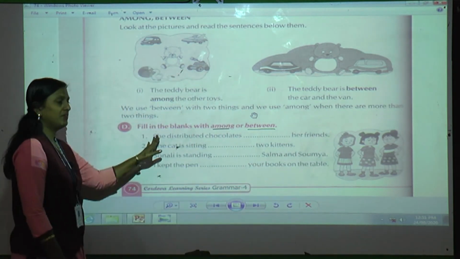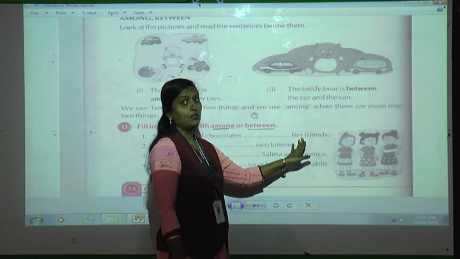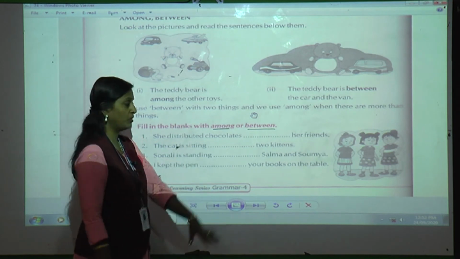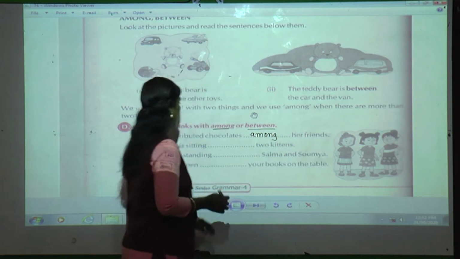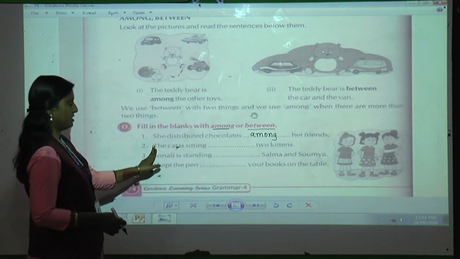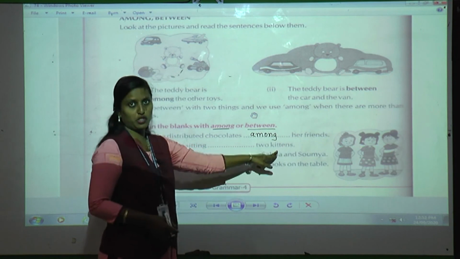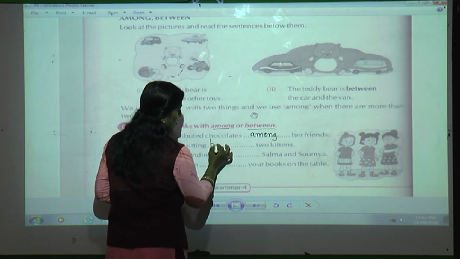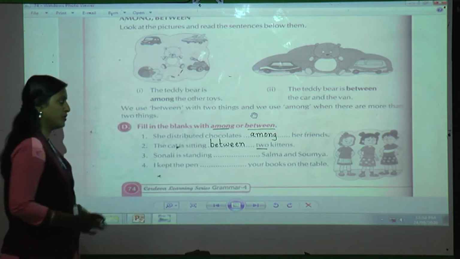Now here, she has distributed the chocolates. How many? Here they have not mentioned two or three. So her friends, what we understand is that there are many friends and she has distributed the chocolates. So we are going to use among. She distributed chocolates among her friends. Next, the cat is sitting dash two kittens. Now here they have mentioned two. So which preposition are we going to use, students? Yes, we are going to use between, because these two they have mentioned over here.